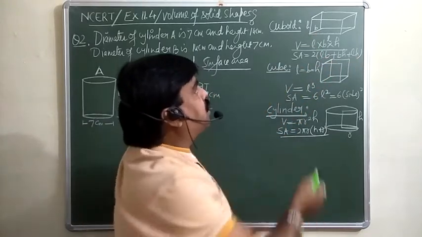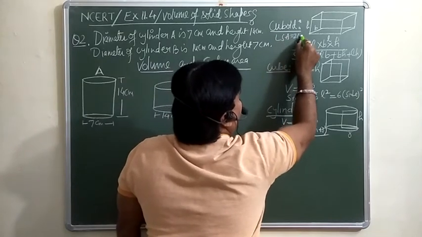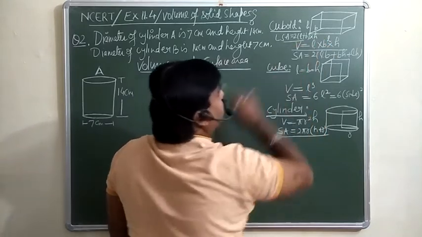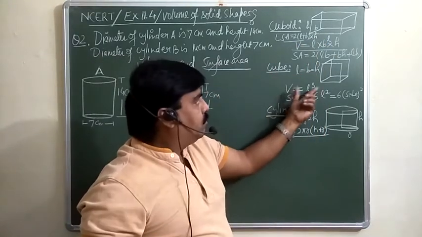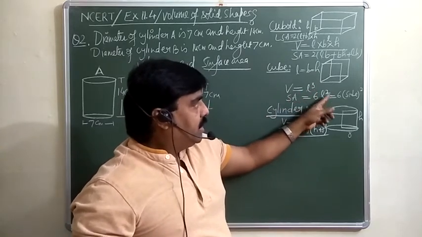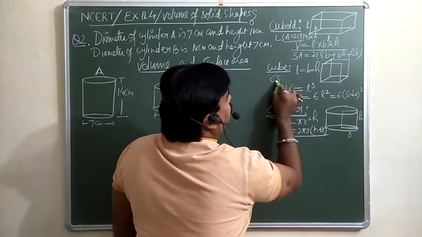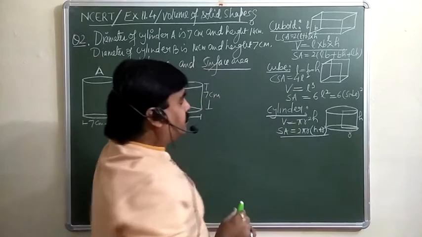If we talk about the lateral surface area, that will be equal to 2(L plus B) into H, meaning the area of the four walls, you can also say. Cube: length, breadth and height are all equal, then the volume of the cube is side cubed. Surface area would be 6L square, or 6 into side square, and if you want to know the curved surface area of this one, that will be equal to 4 into L square.